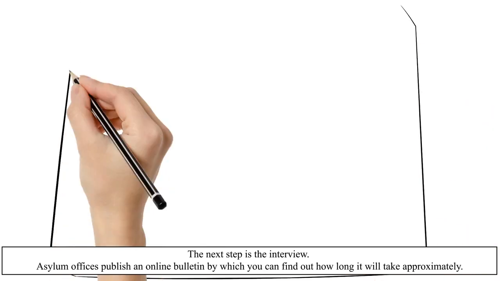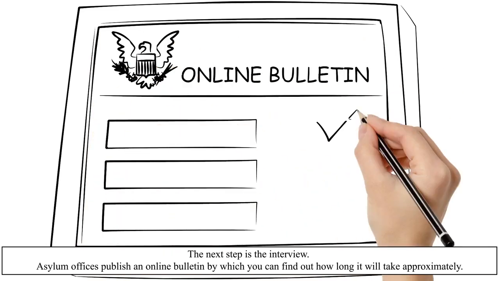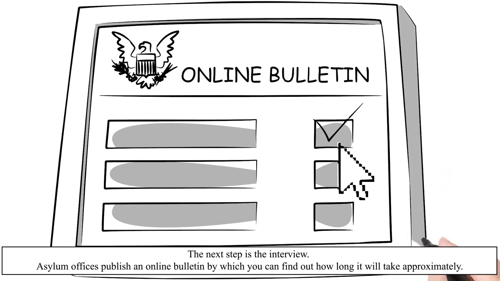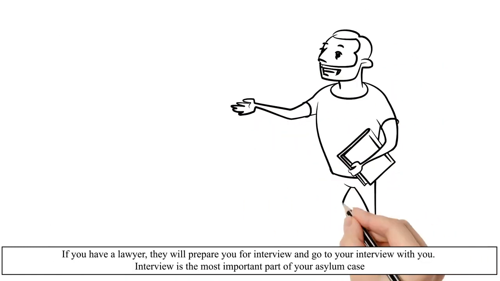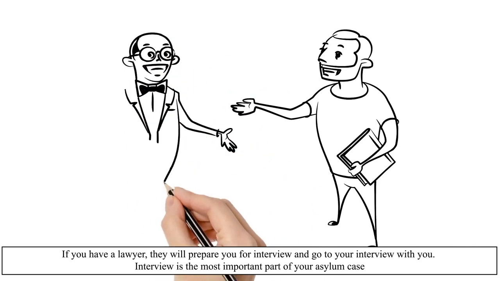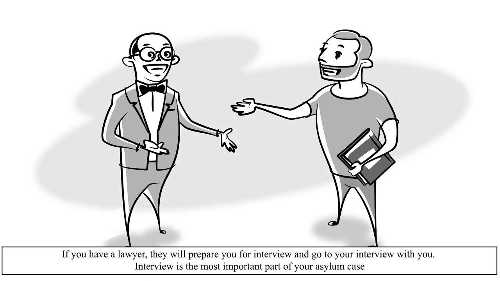The next step is the interview. Asylum offices publish an online bulletin by which you can find out how long it will take approximately. If you have a lawyer, they will prepare you for the interview and go to your interview with you. The interview is the most important part of your asylum case.